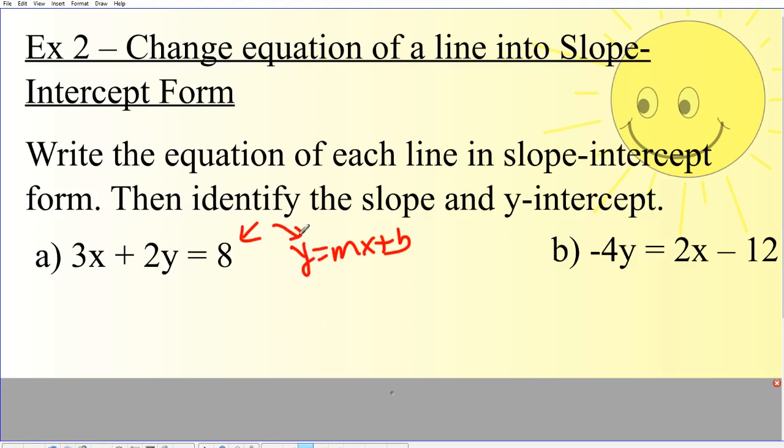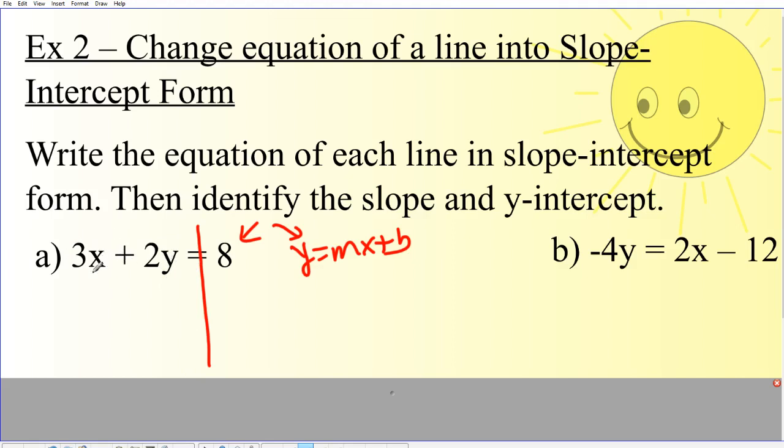So I need to get the y completely by itself on one side of the problem, get everything else to the other. That's kind of the point of slope-intercept form. We get the y by itself, get everything to the other side. So for me to do that in this letter A here, well, just like when you're solving an equation, let's think of this y as the variable we're trying to keep. So we need to get rid of everything else.